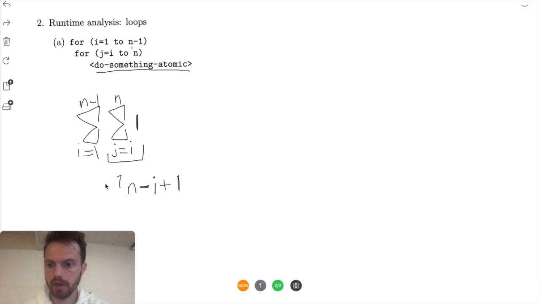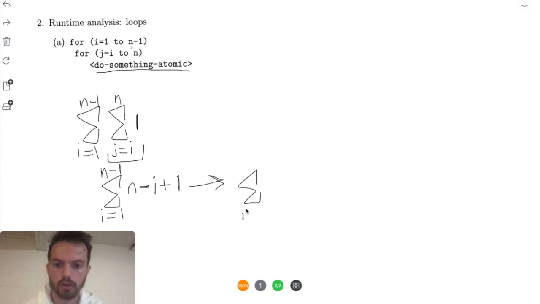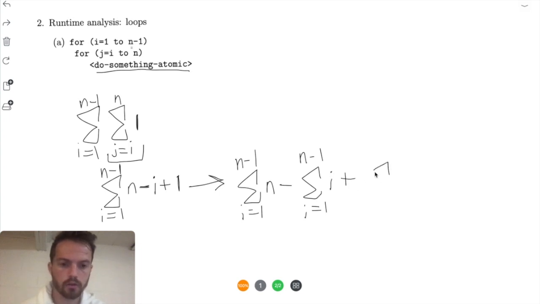And then we just have to deal with this outer summation. So we have i equals 1 to n minus 1. And to solve this, it'll be easier if we go ahead and split this out into individual summations. So we'll have i equals 1 to n minus 1 of n, minus i equals 1 to n minus 1 of i, plus i equals 1 to n minus 1 still of just 1. And all we did there was we split up the summation.